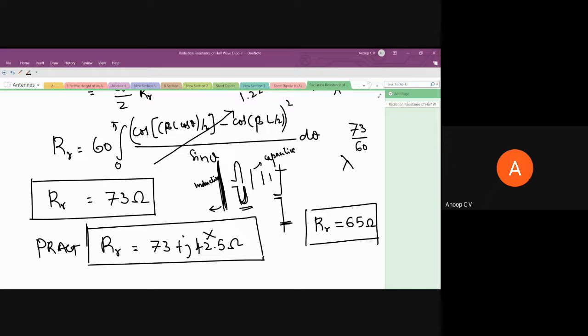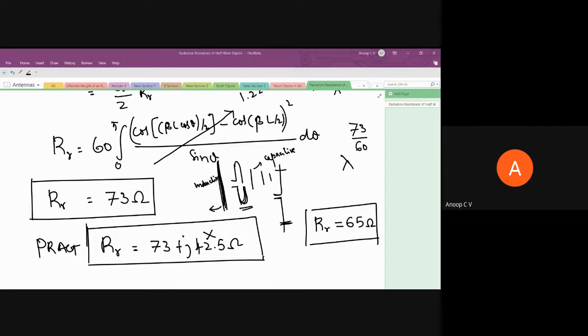Pattern multiplication, right? Initially, we started with an array of isotropic antennas. Actually, pure isotropic antennas don't exist at all. Then we extend that idea to practical antennas. So what we have studied first is isotropic antenna arrays. It exists only ideally or theoretically, but in practice what we have is a practical antenna.